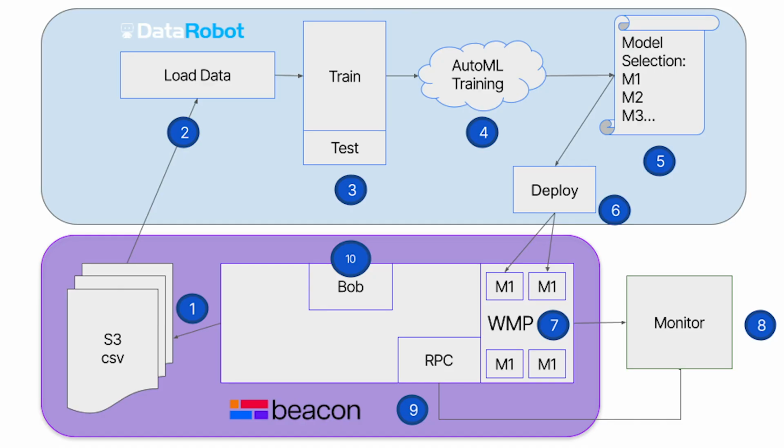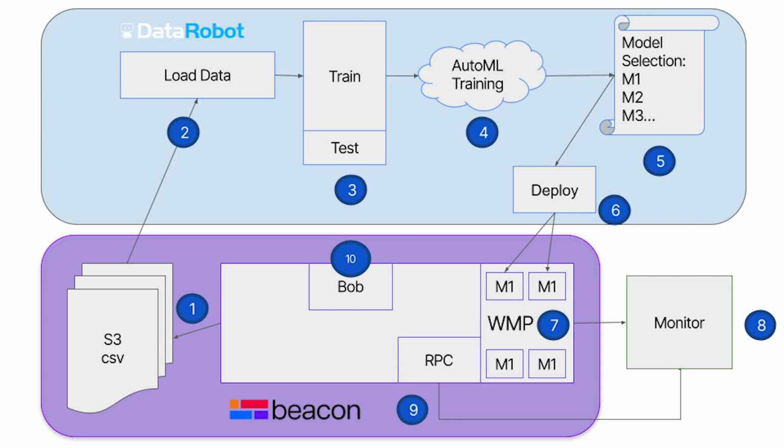Thanks, Peter. So let's come back to the workflow that we started the webinar with. What we've done now is, Peter's trained and tested the models in DataRobot. Now we need to download them and bring them back into Beacon so that we can deploy them and run them on WIMP. So how do we do that?